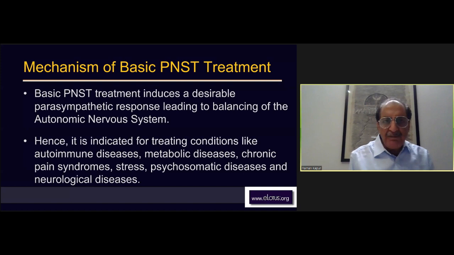Now, what is the mechanism of the basic PNST treatment? The basic PNST treatment induces a desirable parasympathetic response, which leads to a balancing of the autonomic nervous system. So I must tell you that this is a very interesting aspect, which we all need to understand, that actually it is the autonomic nervous system imbalance which leads to a lot of diseases. And whatever we do with classical acupuncture, we are still not able to get commensurate results, because we are not able to induce a desirable parasympathetic response.